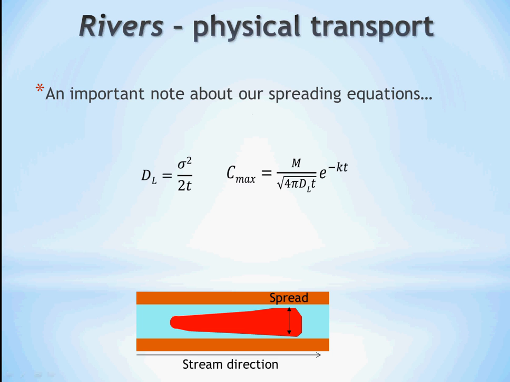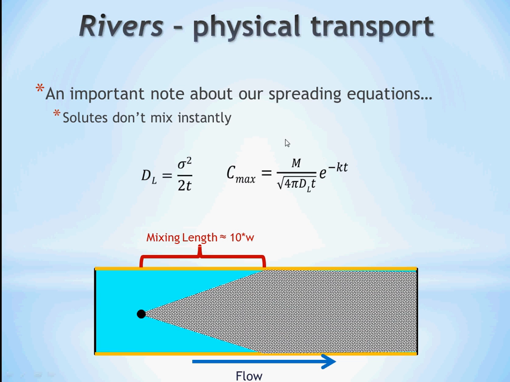So this last video is just to make an important point about our spreading equations, the two that we've worked on in the last couple of videos and hopefully now feel somewhat comfortable with. And that is the fact that solutes or pollutants or chemicals don't mix in a river instantly. They don't fill the river from bank to bank for some distance that is called the mixing length. So these equations only work after the mixing length, that is after the river is filled bank to bank with the chemical or pollutant.